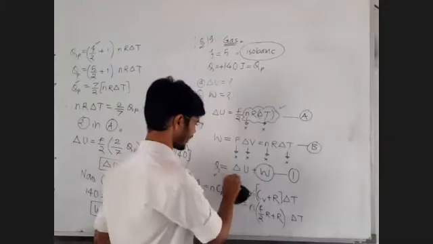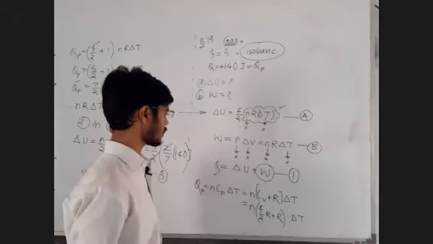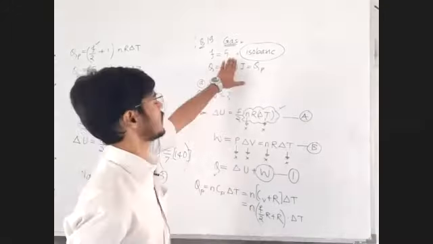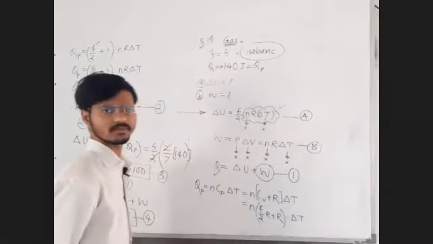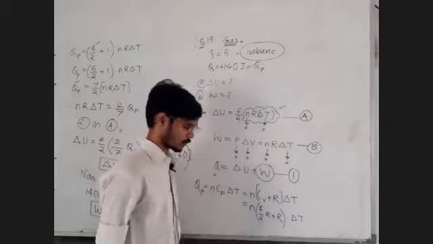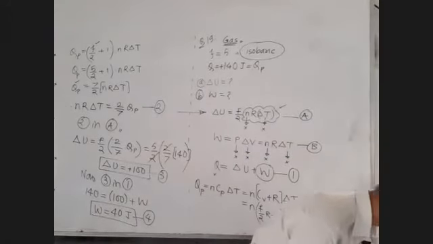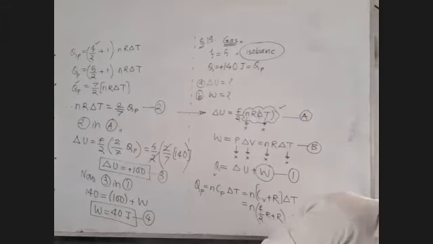But immediately writing delta U is equal to F by 2 W, that always may not be right. Right now the process is isobaric, so for that you may write it. But that's not true in general. That is true for isobaric process only.